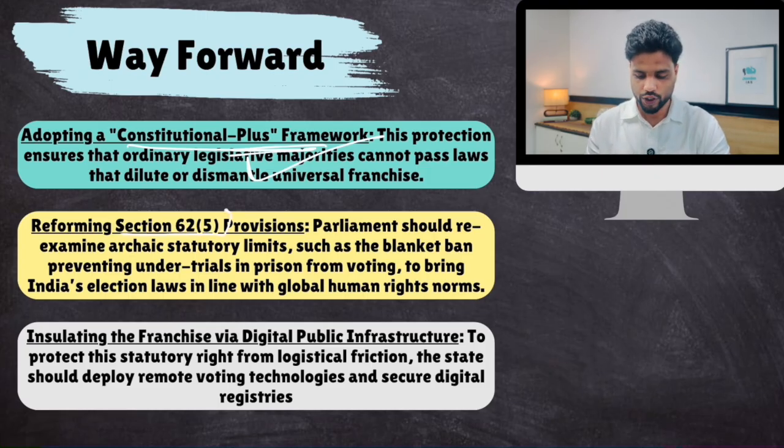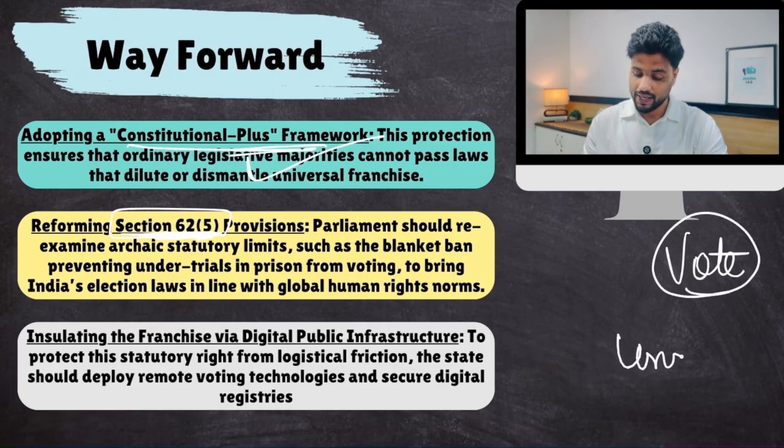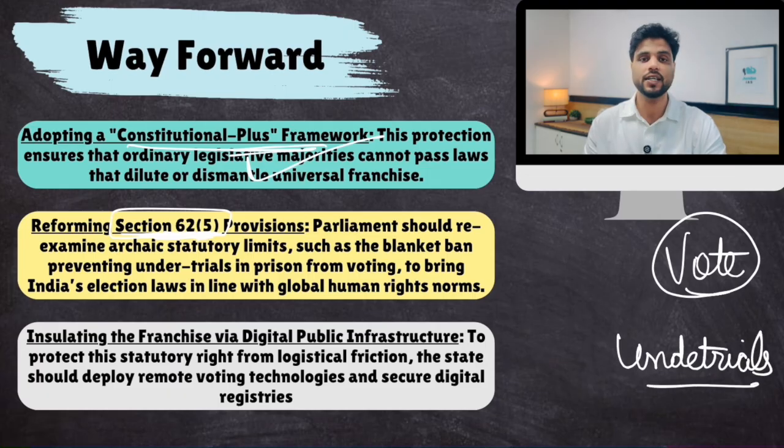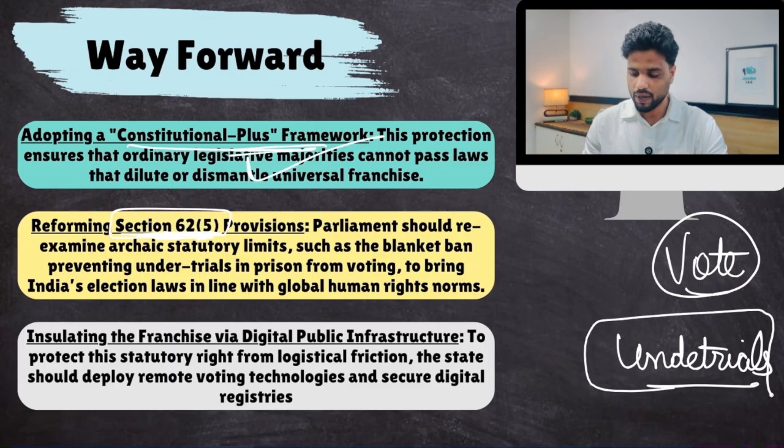Then reform Section 62 clause 5, because under this, anyone serving a jail term or inside jail cannot vote. But there are many undertrials in jails. I mean, there are allegations. Undertrials are those people who are not found guilty. The cases are currently going on, but for the time being, they are put in jail. But the charges against them are not proven yet. So why shouldn't they be allowed to vote? You need to amend this.